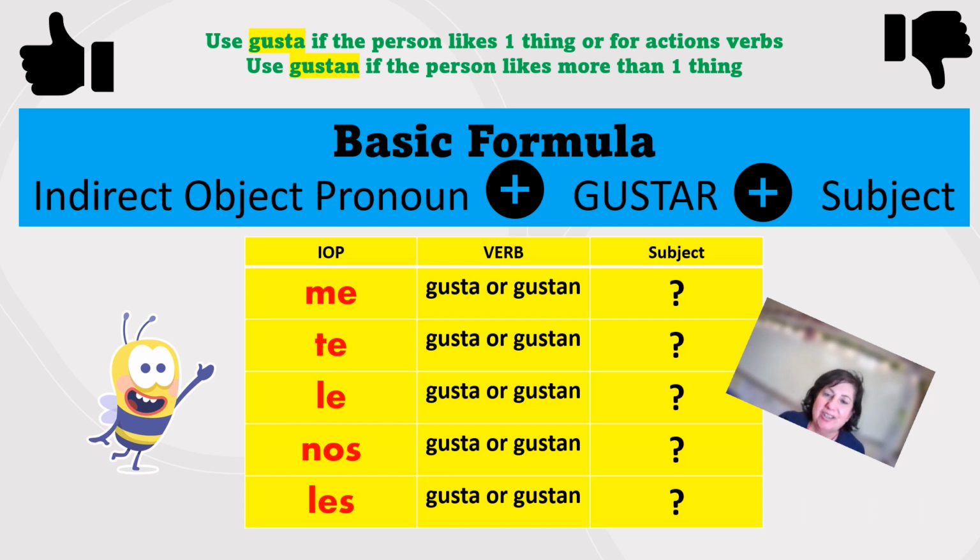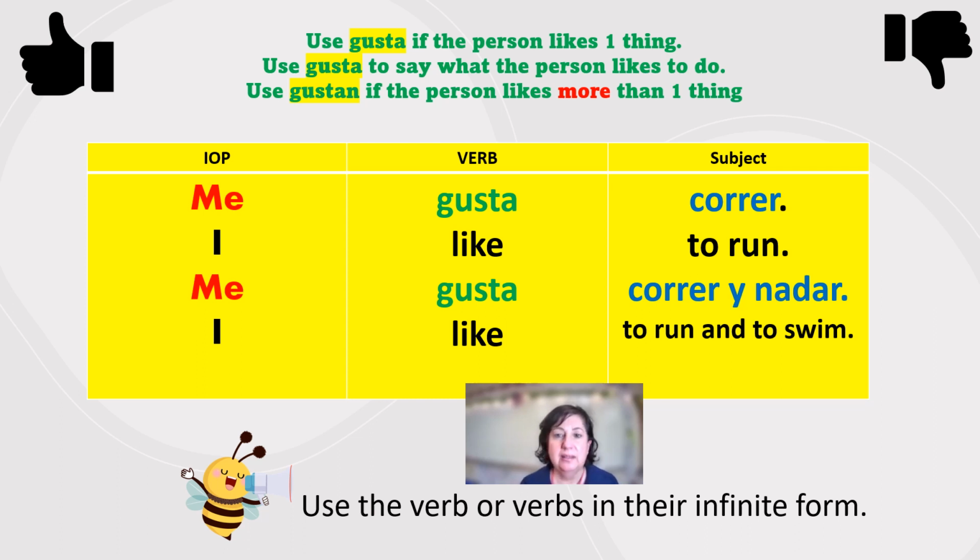And here is the chart that we're going to be using to make sentences. So the basic formula for this is indirect object pronoun first, plus the verb gustar already conjugated, and the subject of the sentence. So the indirect object pronouns are in the red words, and then we have gusta or gustan. So it's only 2 conjugations for the verb gustar, and then the subject. And we're going to take a look at the next slide, and then it'll make sense. Okay, so let's start making sentences.